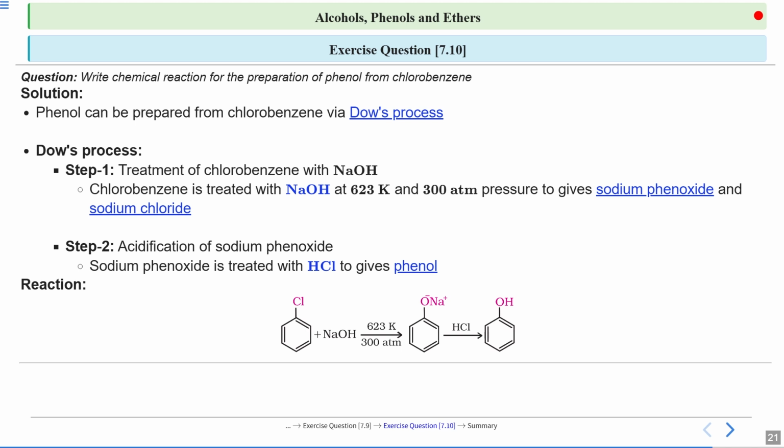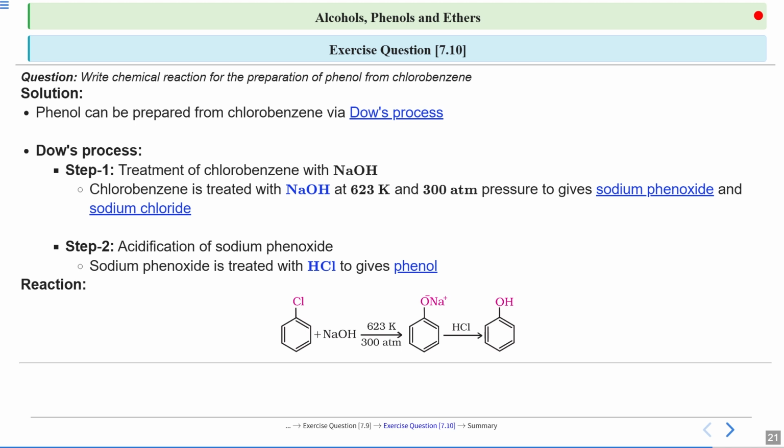Then it will undergo the acidification process, reacting with hydrochloric acid, and you will get phenol. The Na positive will form the side product NaCl with chlorine, and O negative will attach with H positive and give us the alcohol, that is phenol. One thing I want to add: remember we have also told you that if any electron withdrawing group is present at the ortho and para positions of benzene, it is going to increase the rate of the reaction of the Dow process.